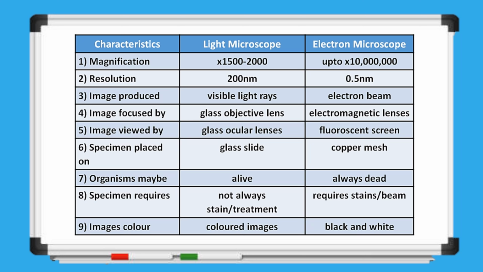In contrast, electron microscopes can magnify up to 10 million times with a resolution of 0.5 nanometers, using electron beams and special lenses. Light microscopes can look at both living and dead specimens on glass slides without always needing stains, while electron microscopes require dead specimens on copper mesh and always need staining, producing black and white images instead of colored ones.